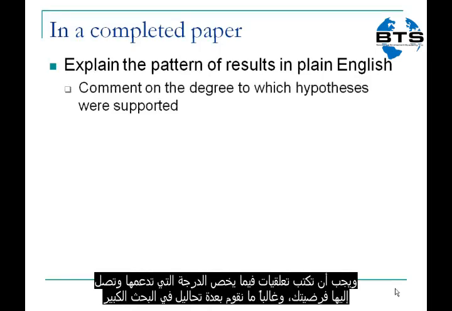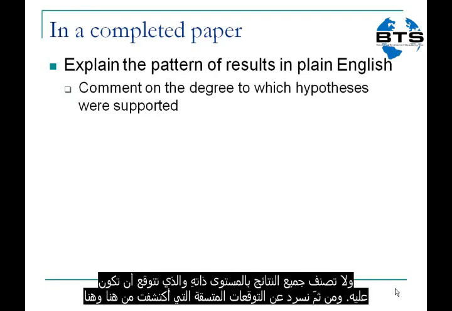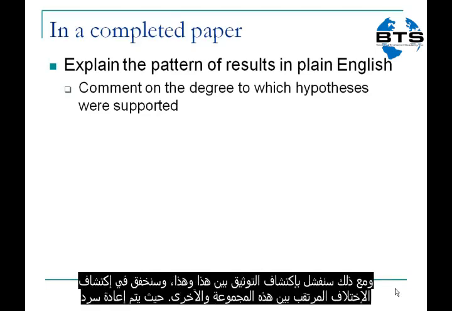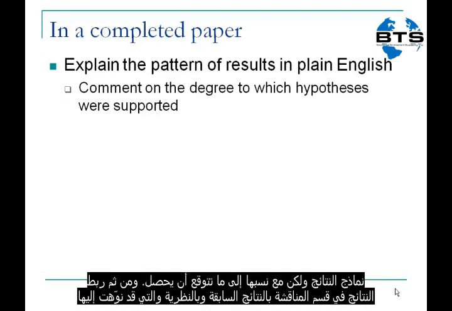And you want to comment on the degree to which your hypothesis or hypotheses were supported. Often you're in a large study, doing multiple analyses, and not all of the results will fall in line with what you expect. So you say, consistent with expectations, we found this, this, and this. However, we failed to document a relationship between this and this, or failed to find the expected difference between this group and this group on this particular variable. So you're restating the pattern of results here, but relating it to what you expected to happen.